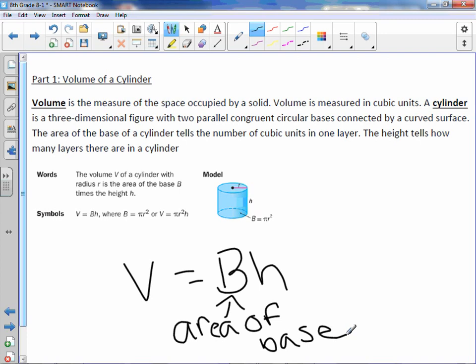And since cylinders have a circular base, we replace that capital B with pi r squared, and then keep the h. So our volume of a cylinder is pi r squared h.